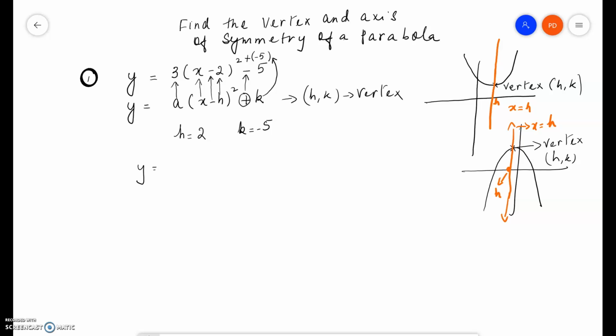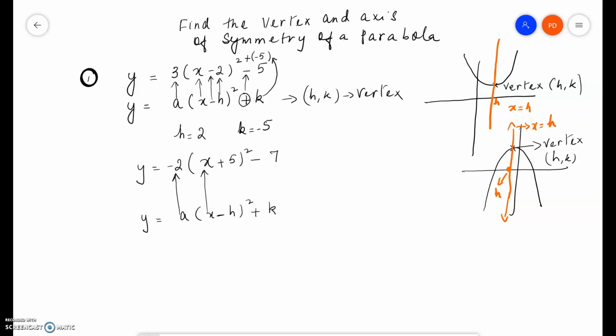Now suppose we have y equals -2 times (x plus 5) the whole squared minus 7. We compare this with y equals a times (x minus h) the whole squared plus k. That's the standard form. So the a matches with the -2, so a is -2. The x matches with the x, but notice here it's a negative and that's a positive.